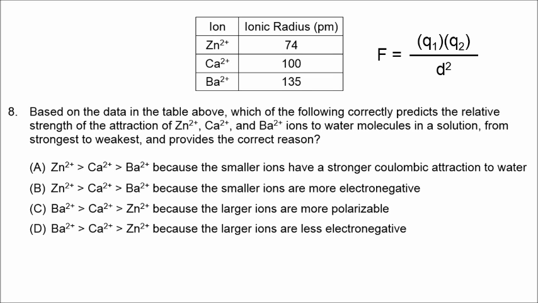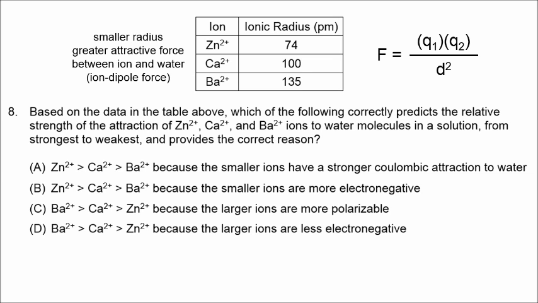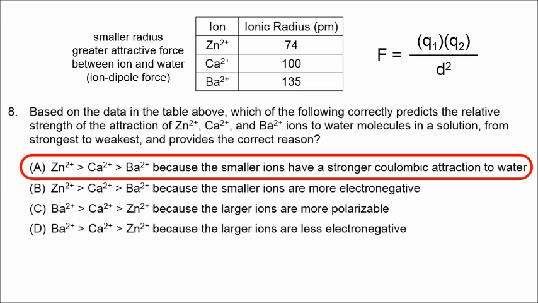So for Coulomb's law, the strongest attractive force would have to do with the smallest ion, so the shortest distance between the ion and the polar molecule. Since smaller would have the strongest attractive forces, we want to put zinc first, and then calcium, followed by barium. So smaller radius, greater attractive force between the ion and water. So the correct answer is A.